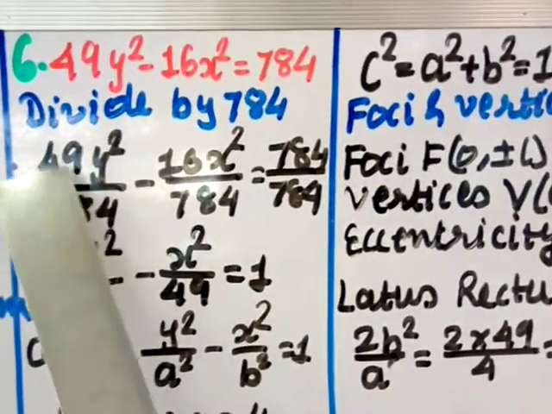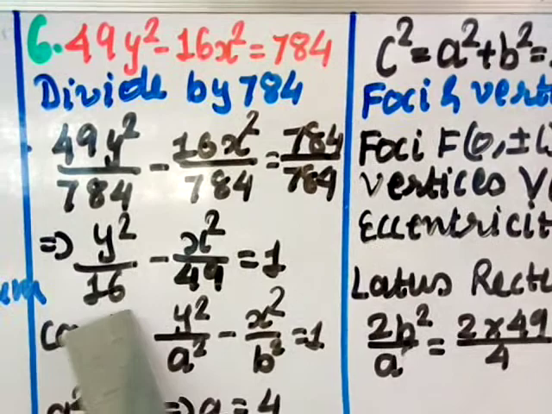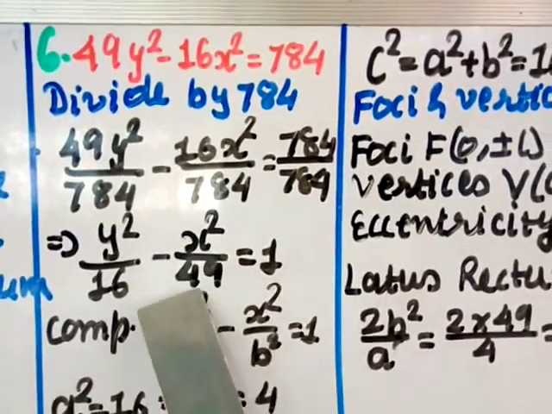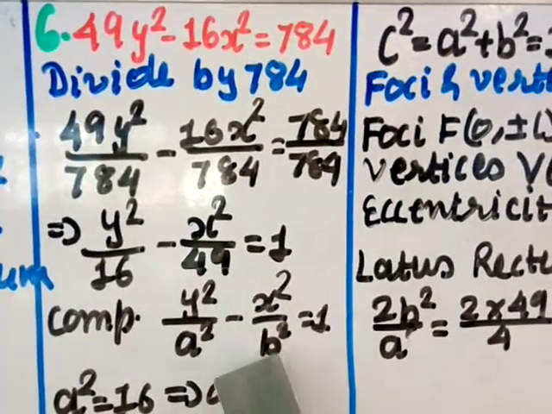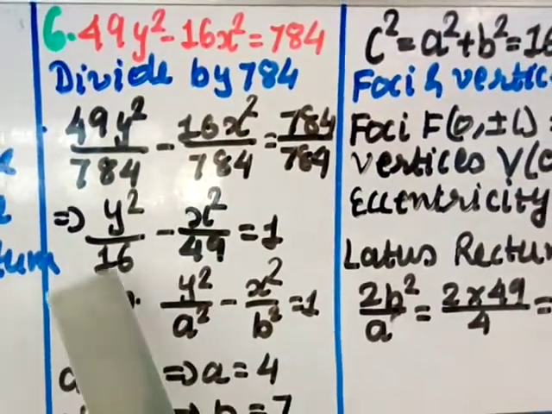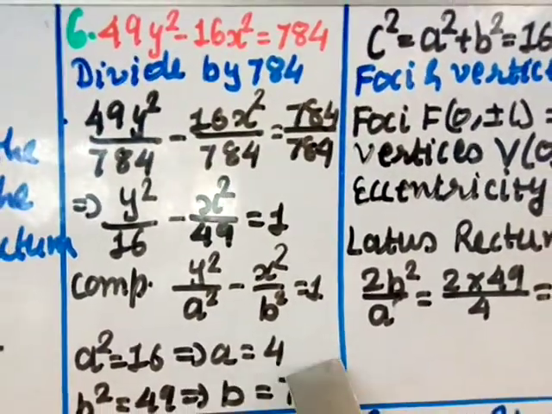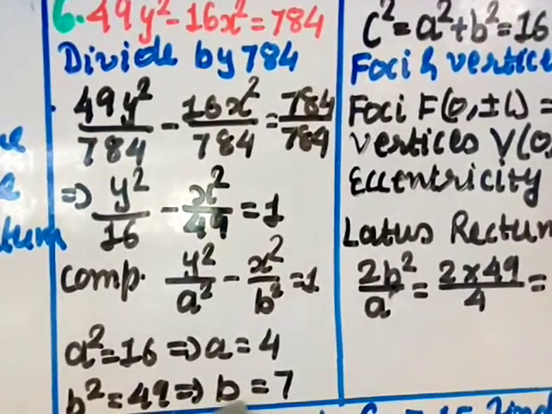When you divide and cut here, then you get y square by 16 minus, when you cut here, x square by 49 equal to 1. Compare this with y square by a square minus x square by b square equal to 1. So a square value is 16, that means a value is 4, and b square value is 49, that is b value is 7.